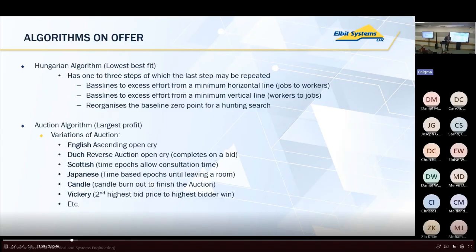The candle auction is a bit of a weird one. It basically goes until the candle runs out, so that's like a kill switch on it. And the Vickrey auction sounds a bit weird: the highest bidder wins but pays the second highest price. Actually, that's like eBay. When you put your max bid in, that's exactly what you're doing. Vickrey actually won a Nobel Prize for this, because that work is meant to encourage honest behaviours in economics, which you can imagine is in high demand.